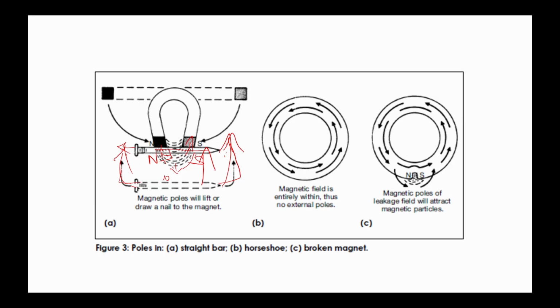The next one is magnetized ring. This is the magnetized ring. A is a horseshoe magnet, and this is a magnetized ring. In this configuration, the magnetized ring has its magnetic field completely contained within the material.